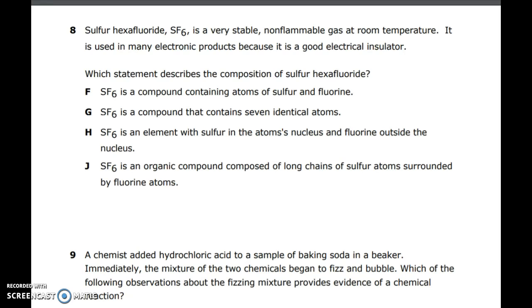F. SF6 is a compound containing atoms of sulfur and fluorine. G. SF6 is a compound that contains 7 identical atoms. H. SF6 is an element with sulfur in the atom's nucleus and fluorine outside the nucleus. J. SF6 is an organic compound composed of long chains of sulfur atoms surrounded by fluorine atoms.